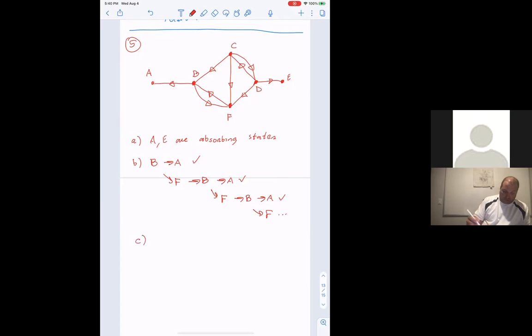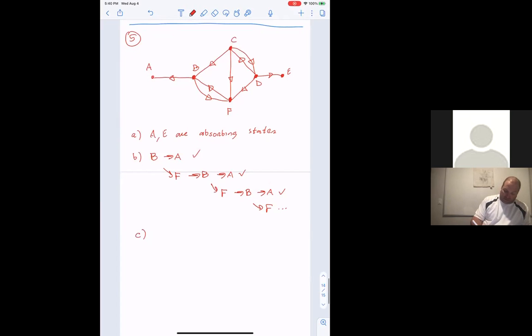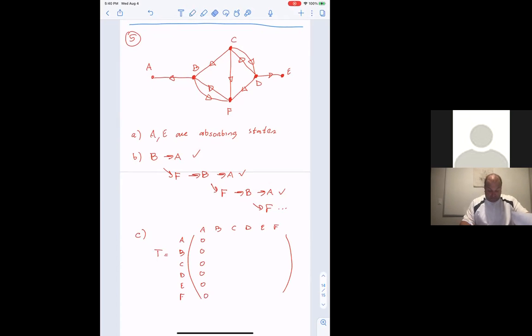Part C. Find the transition matrix for the graph. Okay, well, let's take a look. We have A, B, C, D, E, F, so 6 by 6. A can't go anywhere. Once you're in A, you stay in A. So this has to be a 1, because if you're in A, your next state has to be A as well. There's no loop by A to indicate that you're remaining there.